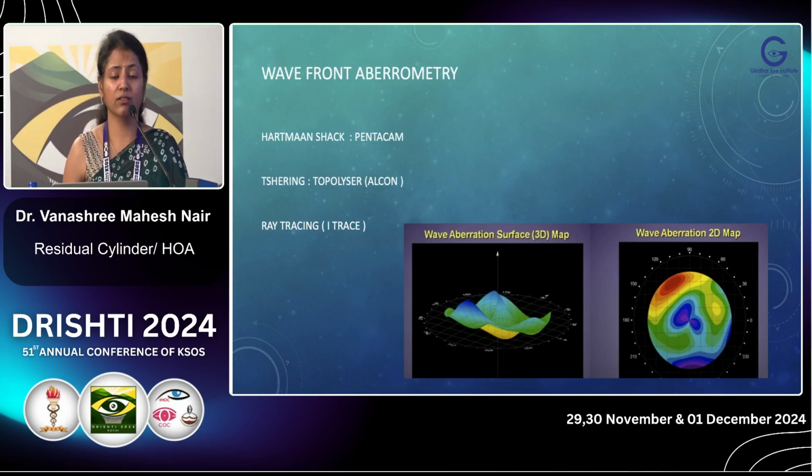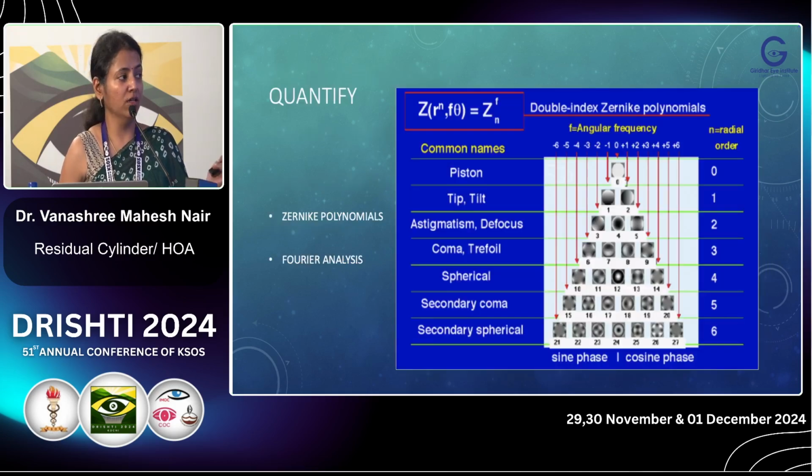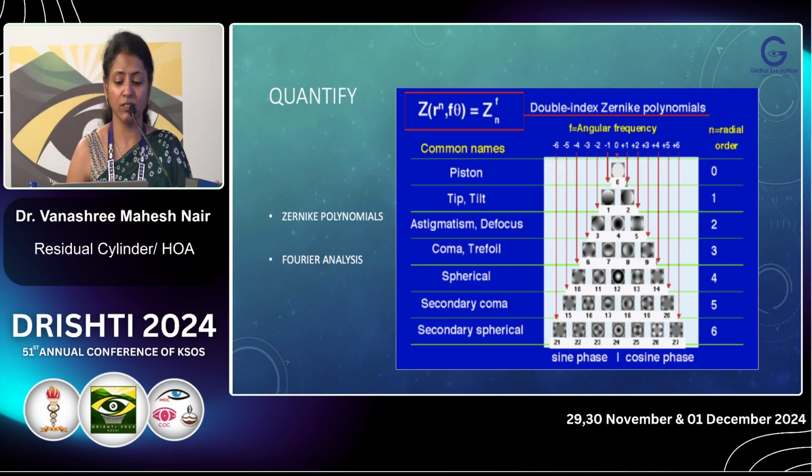So quickly, touching upon how we can calculate the higher order aberrations, it is basically done with wavefront aberrometry. We have three techniques: Hartmann-Shack that the Pentacam uses, then the Tracey aberrometer using the Tscherning, and ray tracing, that is your iTrace, basically gives the higher order aberration. So how do we quantify them? You use the Zernike polynomials or the Fourier analysis.